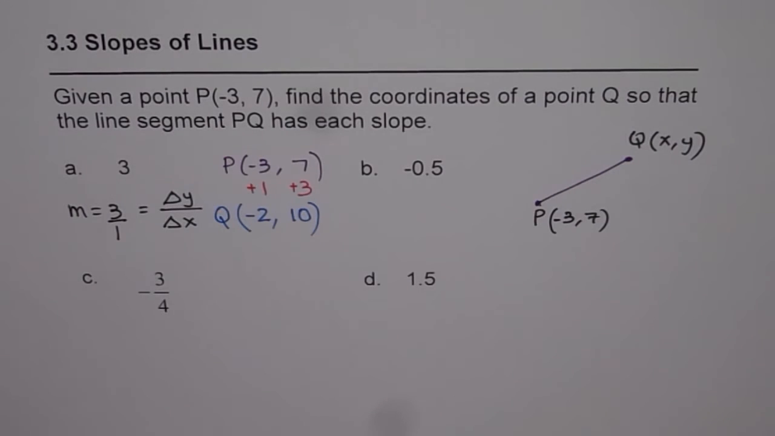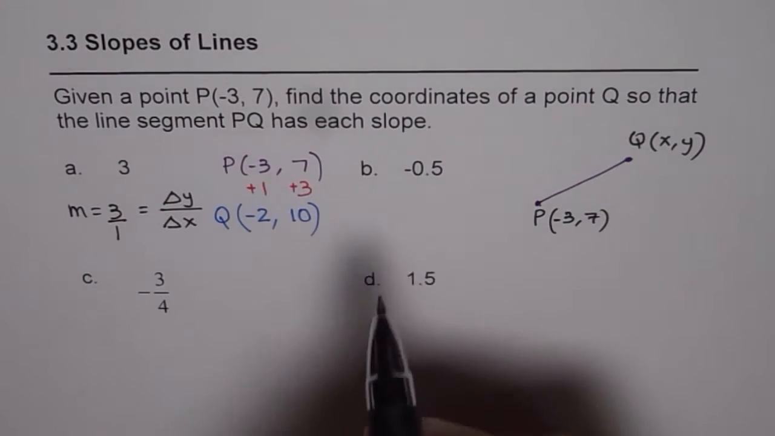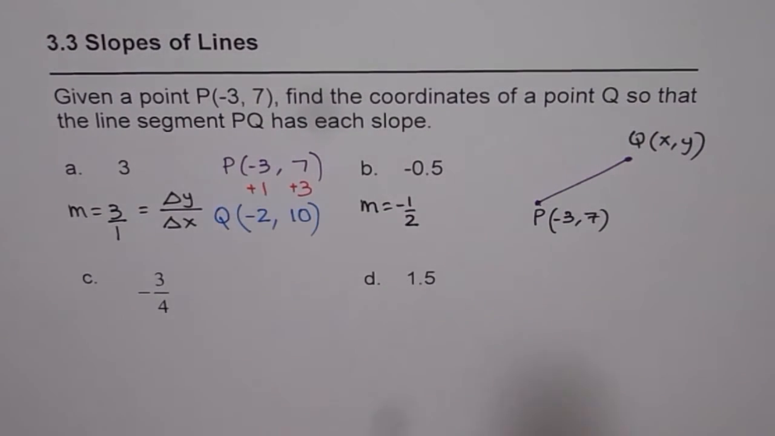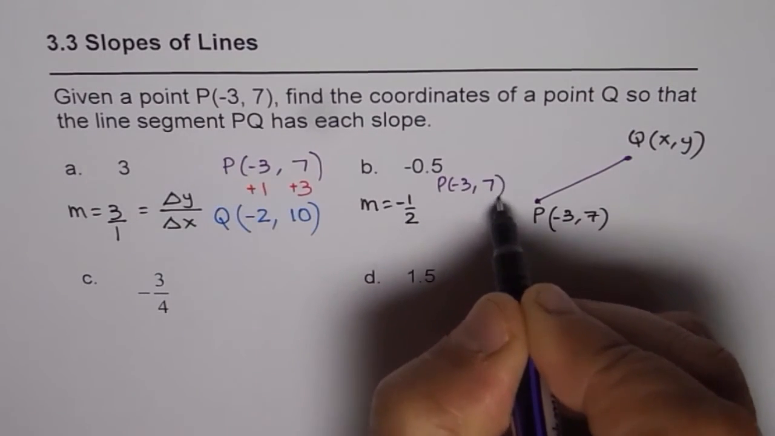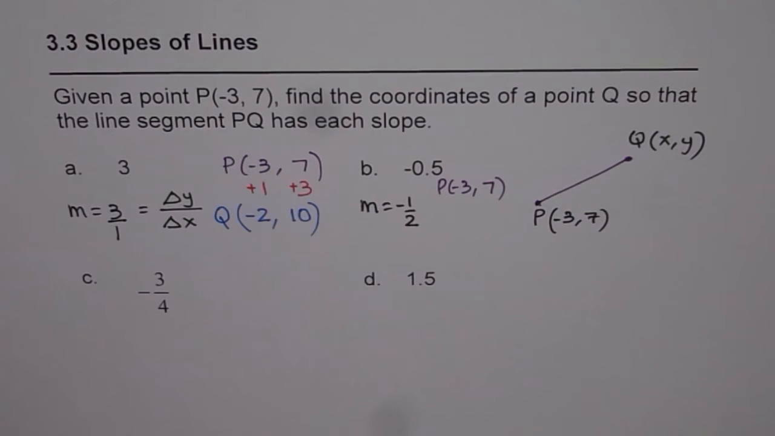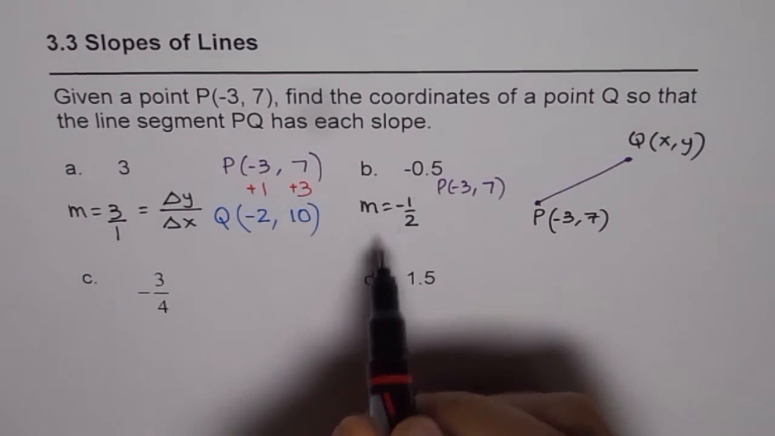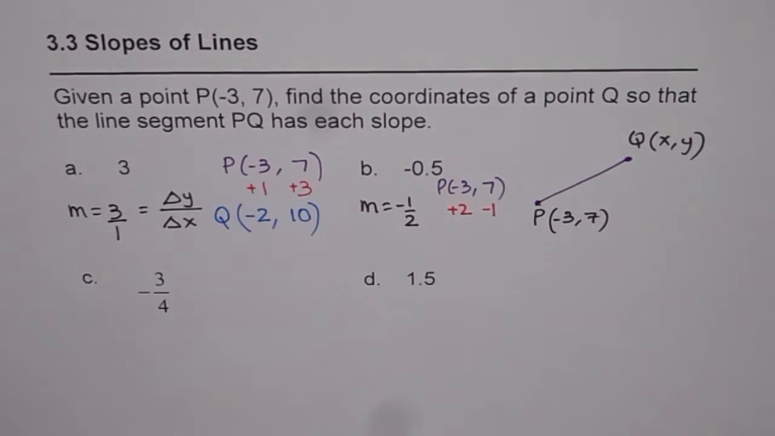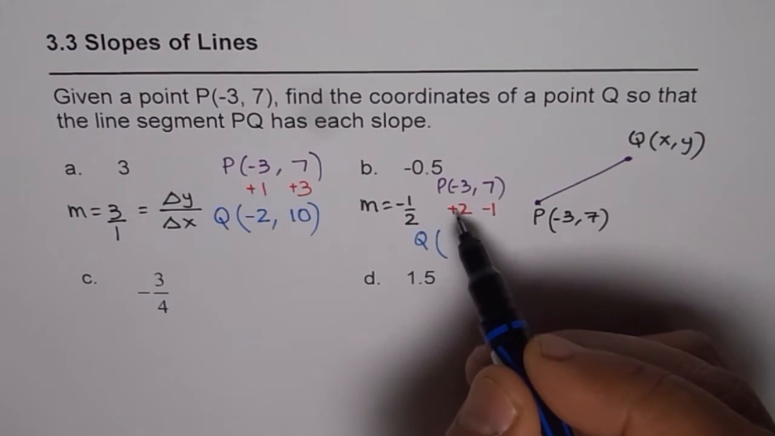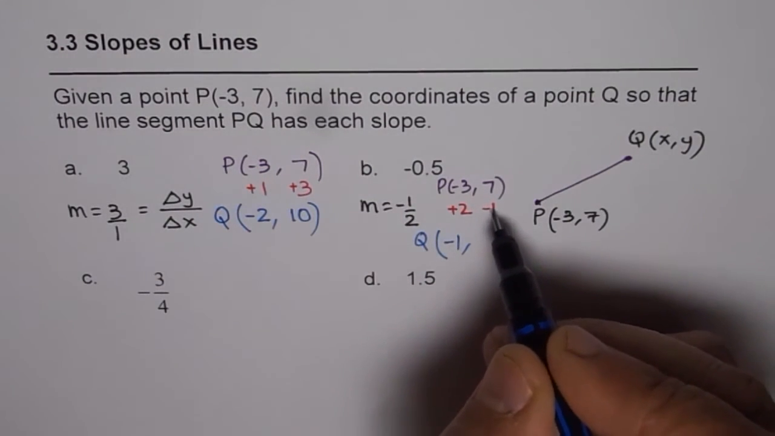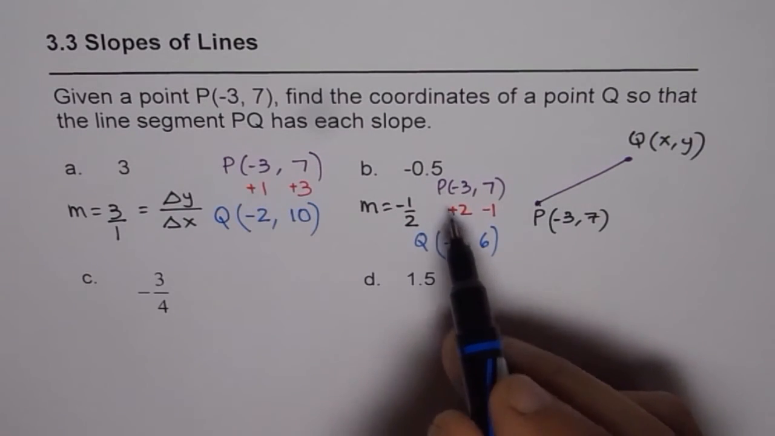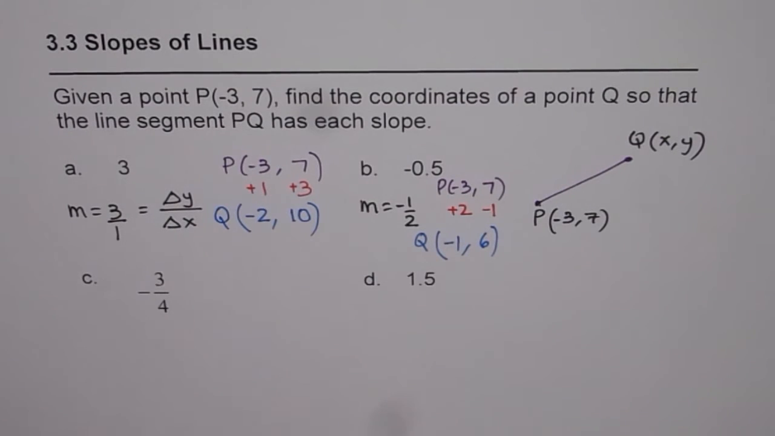We'll apply this technique once again so that we really understand the concept. In part B, we have -0.5, that is to say the slope is minus half. The coordinates of point P are (-3, 7), and we need the coordinates of point Q. Slope is minus half, which means change in y is -1 and change in x is plus 2. So we add 2 to -3 and get -1, and add -1 to 7 and get 6. So Q should be (-1, 6). Check it yourself: do you get a slope of minus half? Let's do the next one.